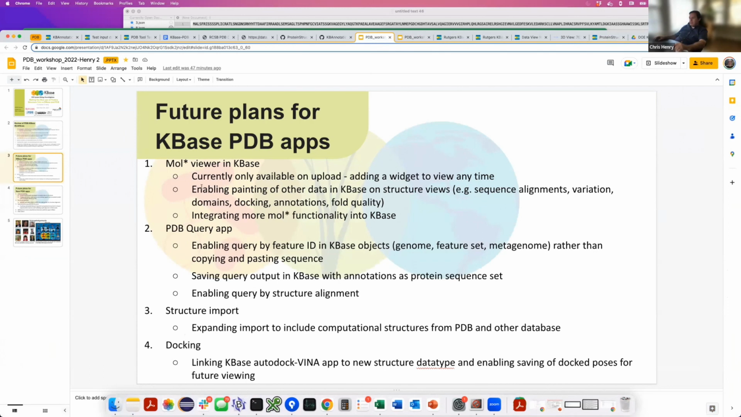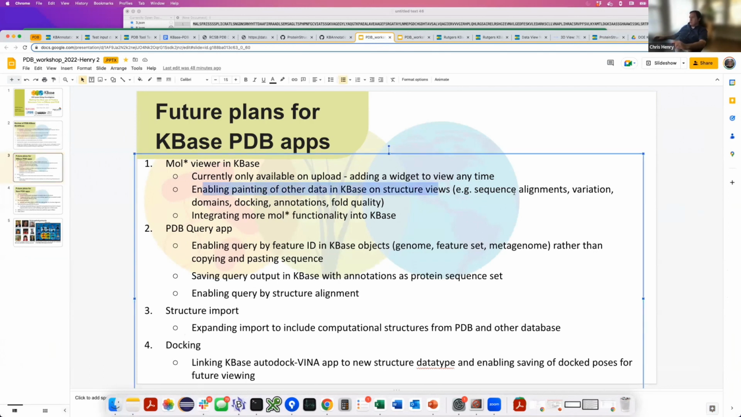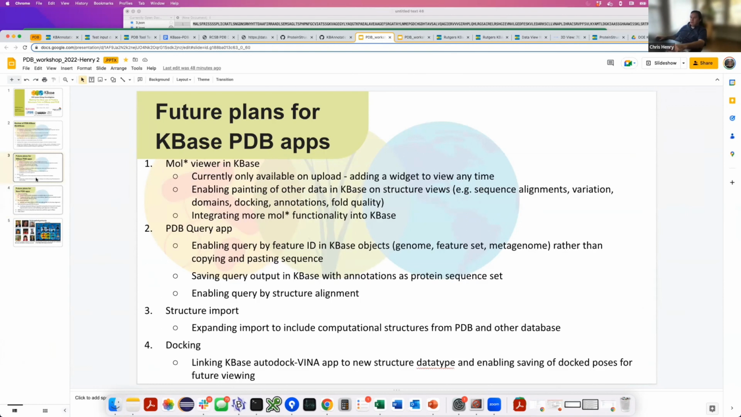We want to enable painting of other data in KBase onto structural views, like sequence alignments and variation, much like what Shuchi showed. That's probably less of a priority, because I think the bigger priority is making sure that this kind of data in KBase can just be exported to the beautiful views they already have in the PDB site. However we end up doing it, that's something on our mind. Let's get all that data and make it so that you can easily visualize it without too much pain, and figuring out how to do it manually. And then, generally integrating more Molstar functionality into KBase. You saw all the beautiful things that Molstar can do in Shuchi's presentation.